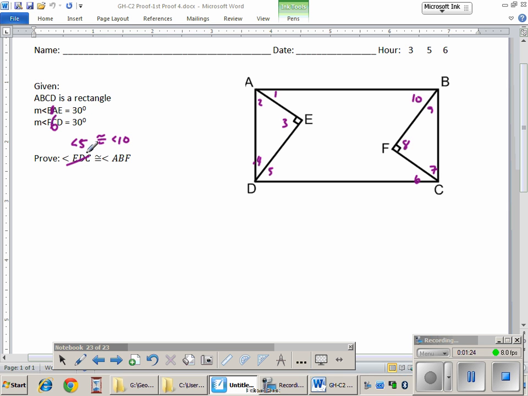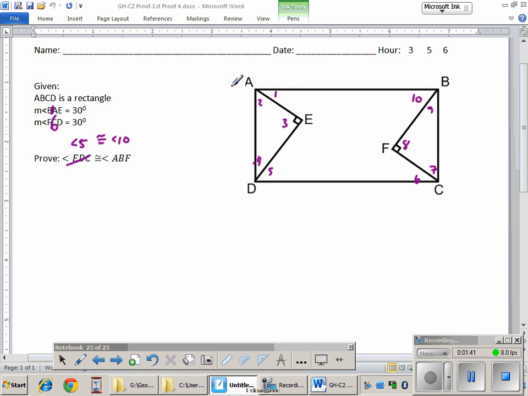Well, if these angles are going to be congruent, that comes from the measurement. The definition of congruency is that the measurements are the same. So if measurements are the same, it stands to reason they should be congruent. So if I have to show 5 and 10 are congruent, I really just have to show 5 and 10 have the same measurement. Well, how do I do that?